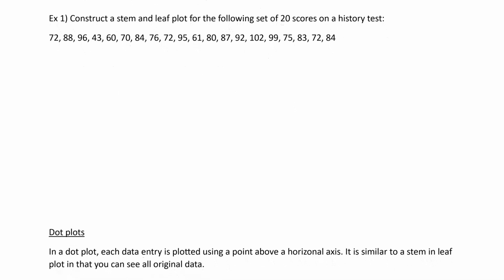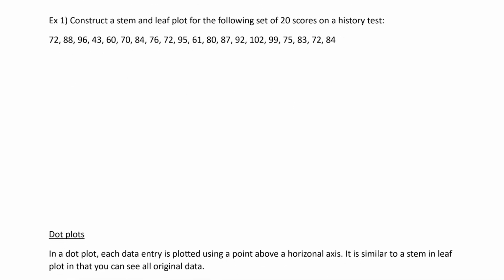So example 1, we're going to construct a stem and leaf plot for the following set of 20 scores on a history test. The first thing we're going to need is the minimum and the maximum, just so we know where to start. In this case, just looking through, it looks like the minimum is 43 and the maximum is 102.